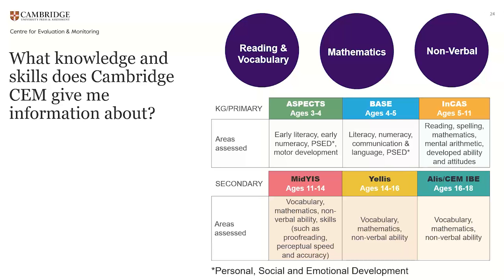But you can see on this slide, we start off with Aspects and we move all the way through to Alis, and we have a slightly different set of measures at each point, but they tend to come back to those three areas that you see at the top: the reading and vocabulary, the mathematics, and the non-verbal reasoning. Non-verbal reasoning tends to be shape and space type problems.